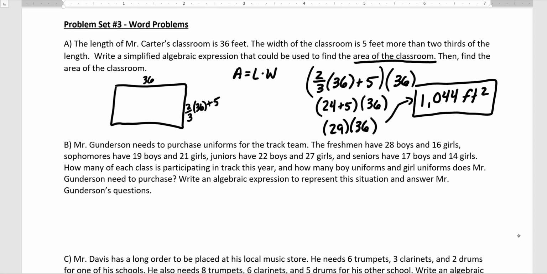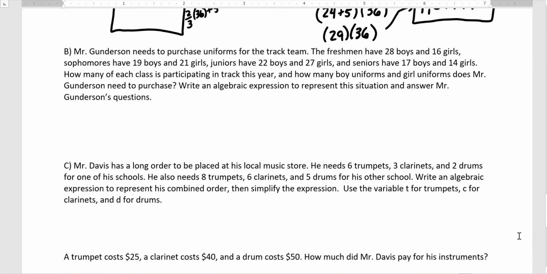Very nice. Questions on that one? Go ahead and raise your hand if you have a question. Otherwise, we're going to go ahead and look at letter B here.